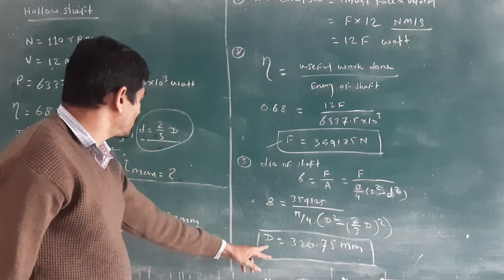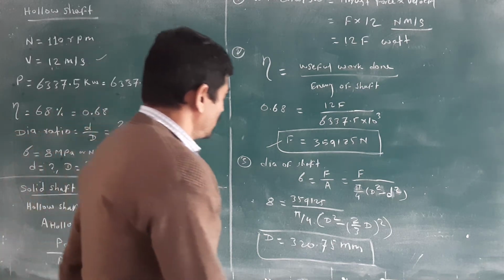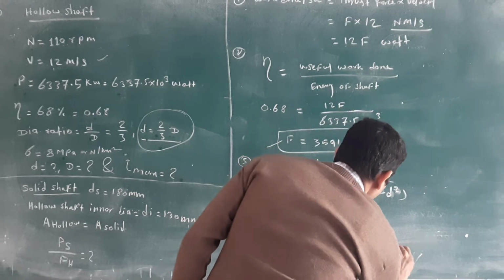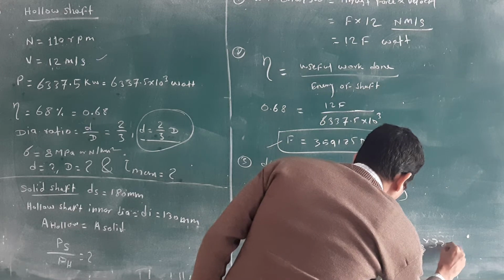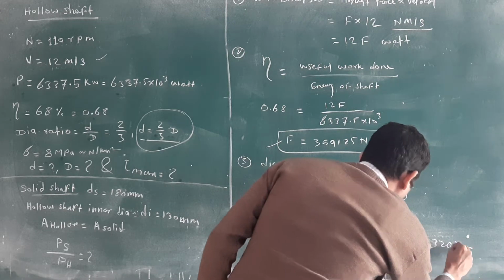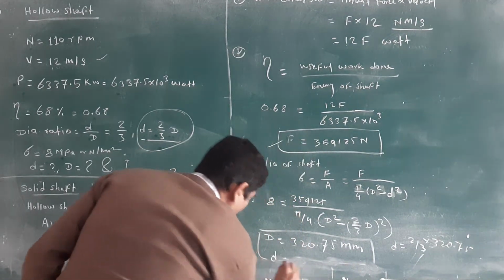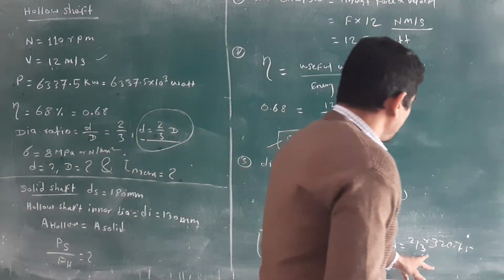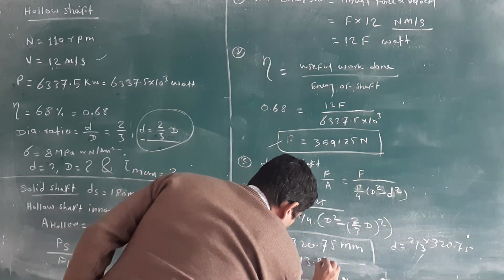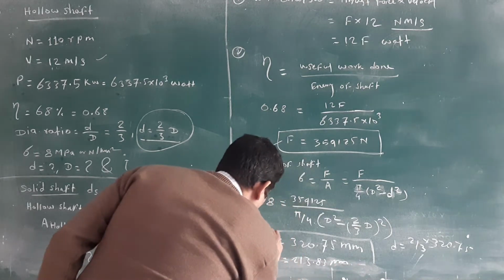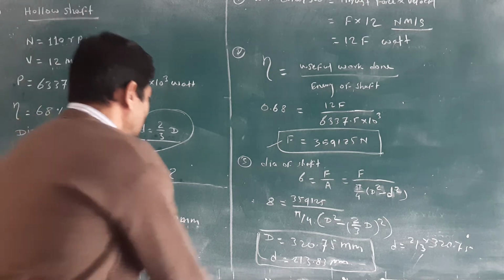Once you have got the capital D, then put the value in this equation. You will get the small d. What is the small d? Small d is equal to 2 by 3 D, which means 2 by 3 into 320.75. You multiply by this value, then you will get 213.83 mm. This is your first answer.